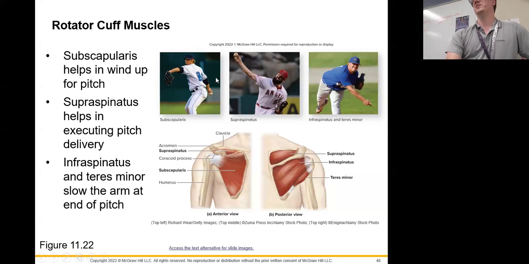But without proper extension here and proper extension here, so using the subscapularis to pull it down and the supraspinatus to pull it up, you're not going to be able to generate as much power through your chest muscles and your shoulder muscles when you're actually going to rotate your arm through.